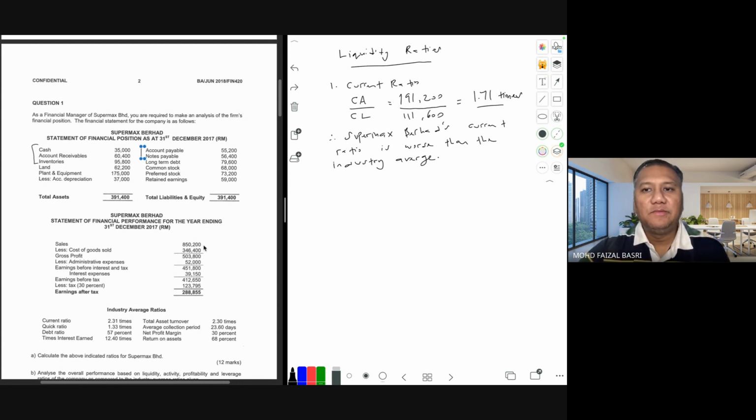So you first compare whether its result is better or worse. In this case, it's worse. If it's better, just write: Supermax Berhad's current ratio is better than the industry average. Then you can add the second part. First is to show better or worse. The second part is based on this ratio. Let me share again.